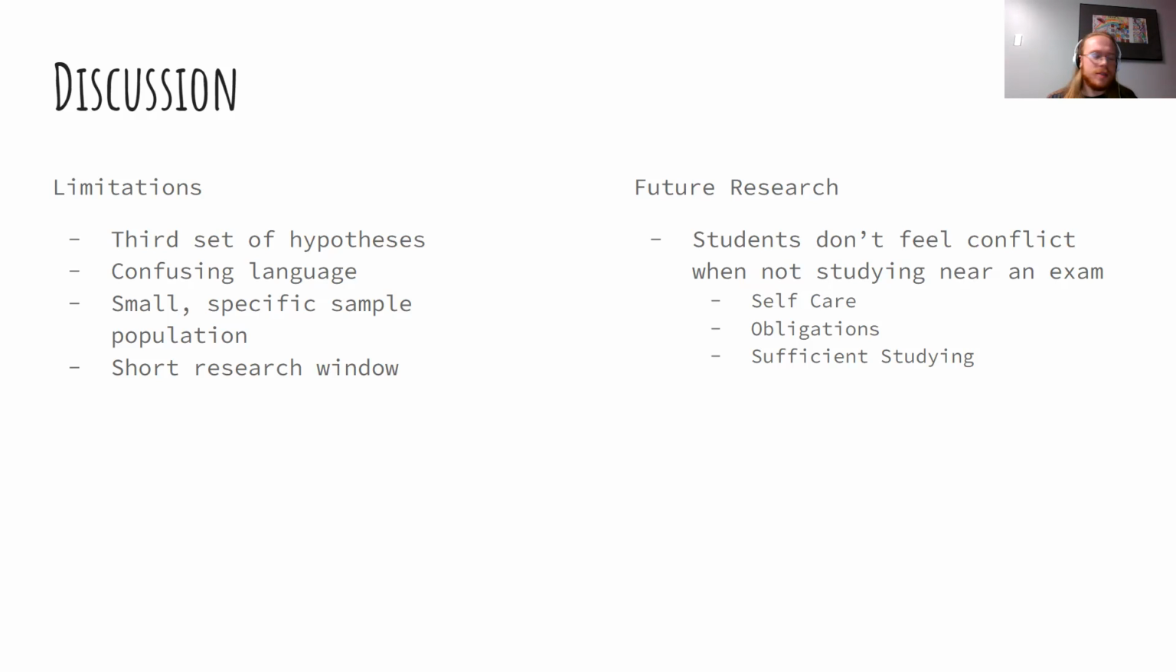The first one was self-care. So even though they weren't study related, these activities still helped the students prepare for the upcoming test, calming nerves, maybe focusing their attention, doing stuff like that, puzzles, brain games, if you will. The second one was obligations. So students doing things that they absolutely needed to do, even though it wasn't studying, they needed to do these things. So they didn't feel that they needed to study. And then the third one is simply sufficient studying. They studied enough and they felt that they didn't need to study anymore.